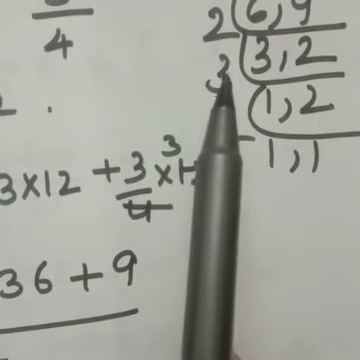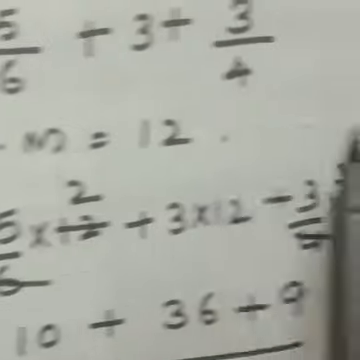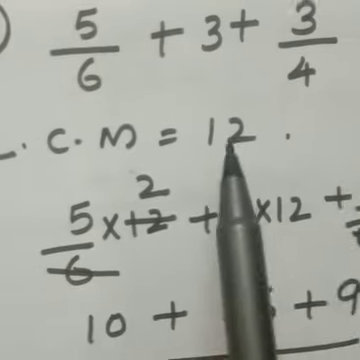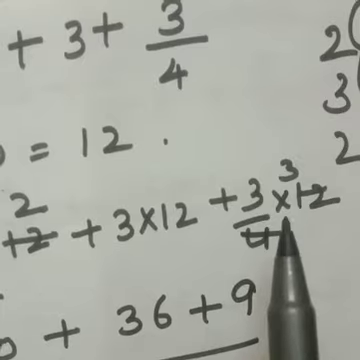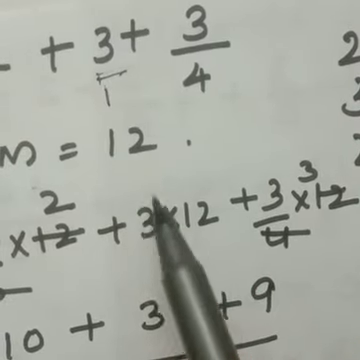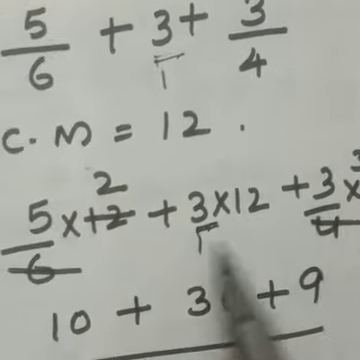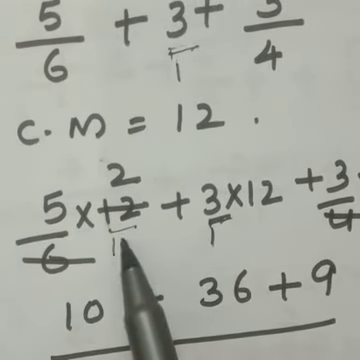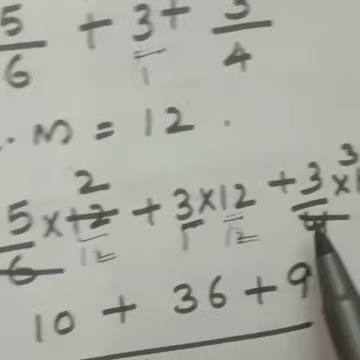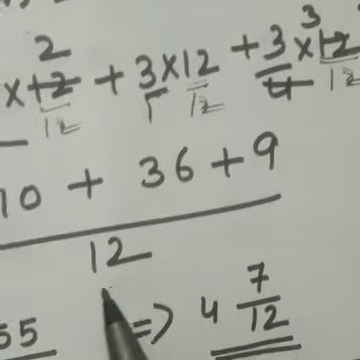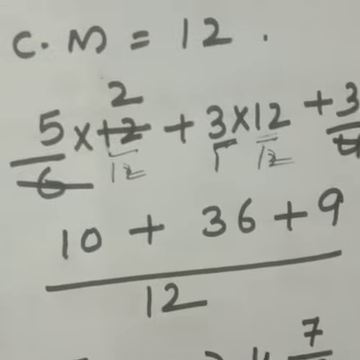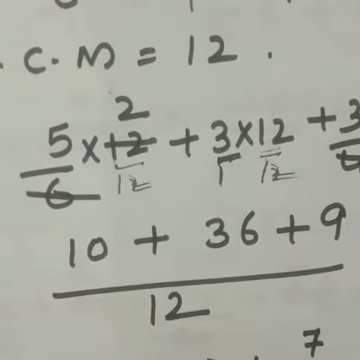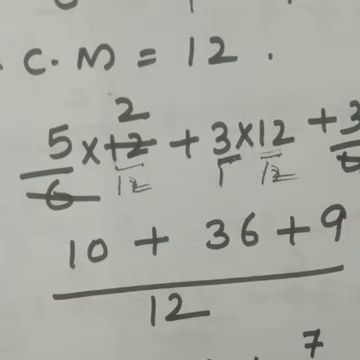6 and 4, LCM. See, 12 is the LCM. After getting the LCM, you have to multiply each fraction with the LCM. 3 meaning 3 by 1. Okay. And 12 meaning 12 by 12 only. Okay. Common denominator 12, and you are adding, you are getting 55 by 12. That means 4 and 7 by 12. Clear?